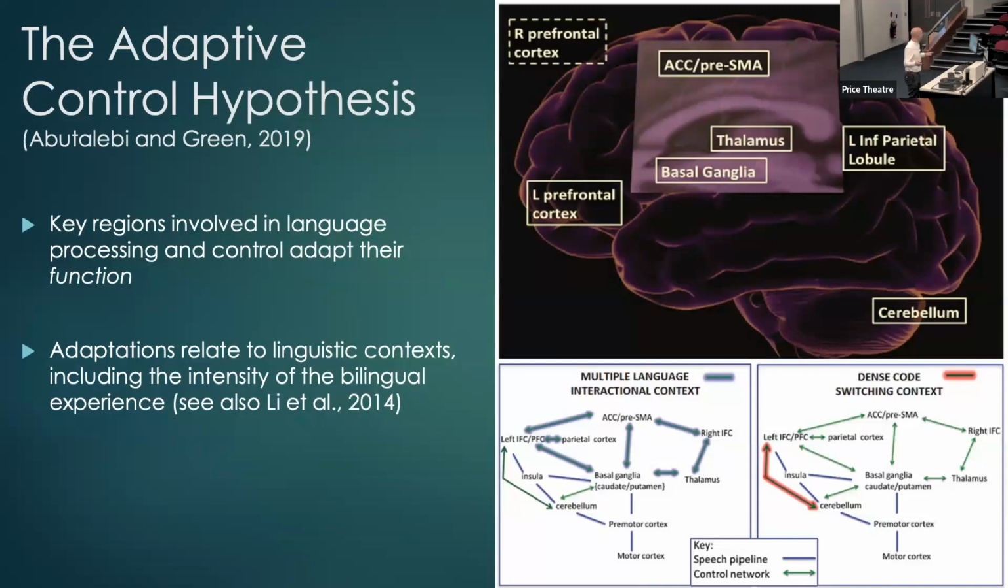I won't go into details about the ACH, you're probably familiar with it, but the gist is that these adaptations relate to linguistic contexts, right? So they're not the same for everybody. And the linguistic context includes the intensity of the bilingual experience, in the sense that the more immersed you are, the more likely it is you find these adaptations. And this draws back to ideas by other people, including Pingley and other colleagues, even before that paper. Fine, okay, we know these things about function.